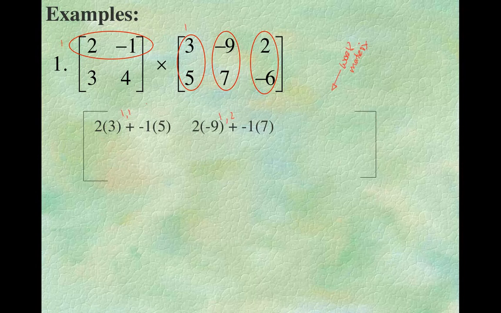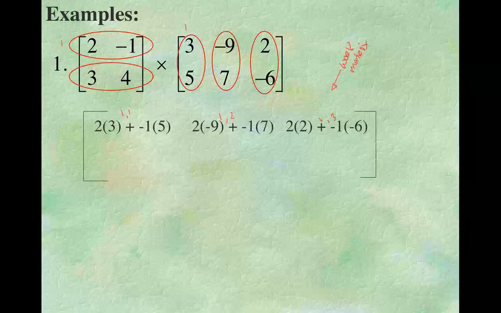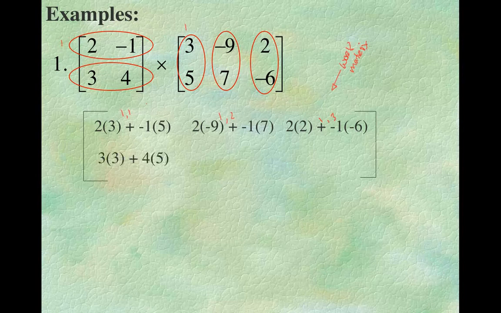And then this is row 1, column 3. Think logically: 2 times 2 plus negative 1 times negative 6. I'm writing this out, and you should be too. I think it's fun, but you should for other reasons as well. It's a work matrix, 3 times.